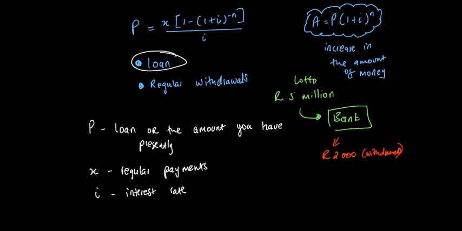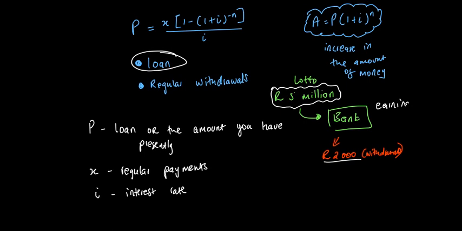And then another thing is that if you put that money you won through Lotto in the bank, it's not just going to stay in the bank there while you're just withdrawing 2,000. Actually, while it is in the bank, it's going to be earning interest.